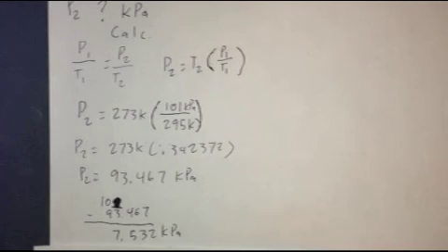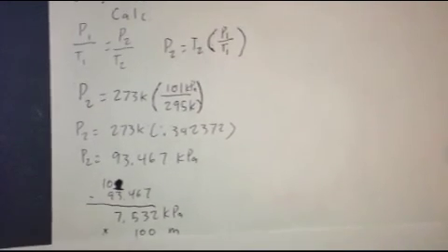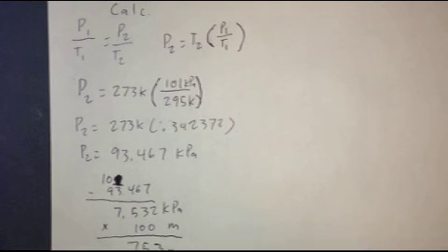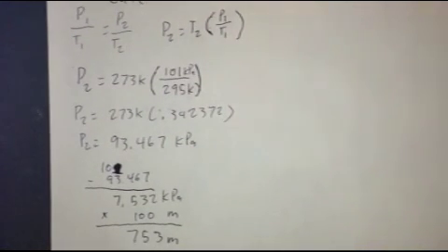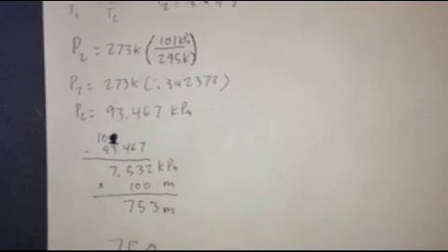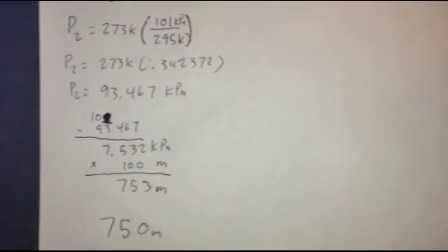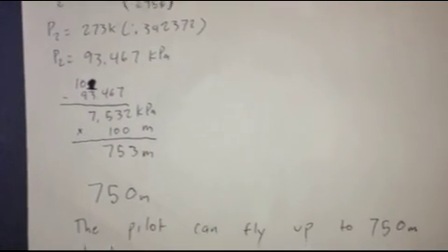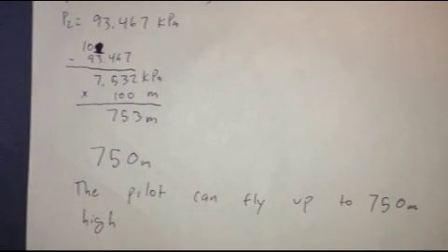Since we know that for every 100 meters in altitude, air pressure drops 1 kilopascal, we take 7.532 and times it by 100 meters. And that comes out to 753 meters. We then use significant figures to arrive at our final answer, 750 meters. So the pilot can fly up to 750 meters high. Okay, so we've solved our problem.